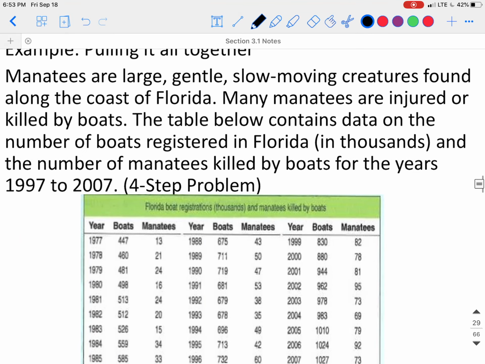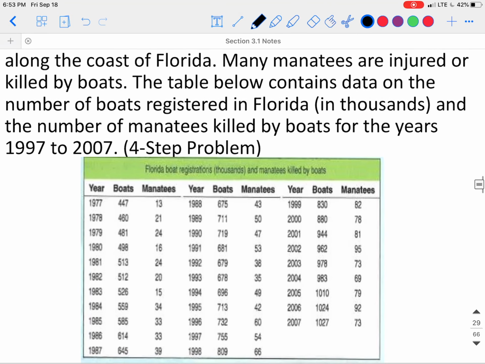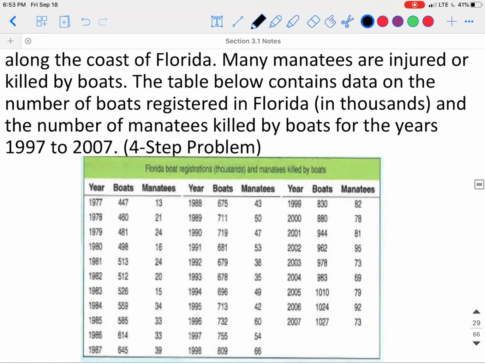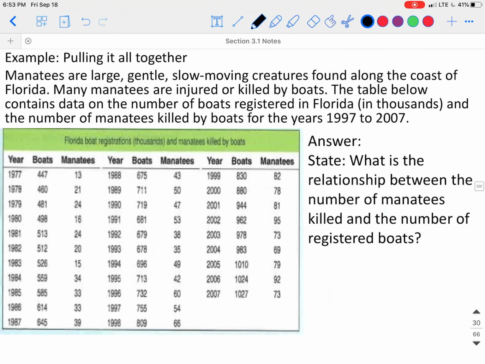Manatees are large, gentle, slow-moving creatures found along the coast of Florida. Many manatees are injured or killed by boats. The table below contains data of the number of boats registered in Florida in thousands and the number of manatees killed by boats for years from 1997 to 2007. We need to follow the four-step process. So remember, the first thing you need to do is state what your question is. So our state could be, what is the relationship between the number of manatees killed and the number of registered boats? Now we need to come up with a plan.